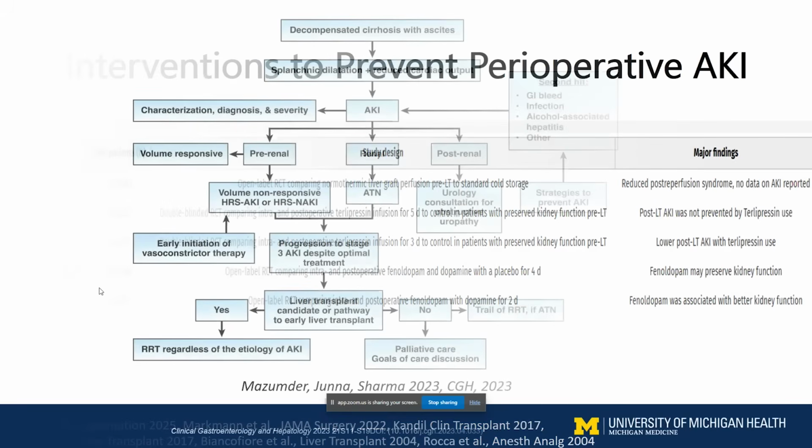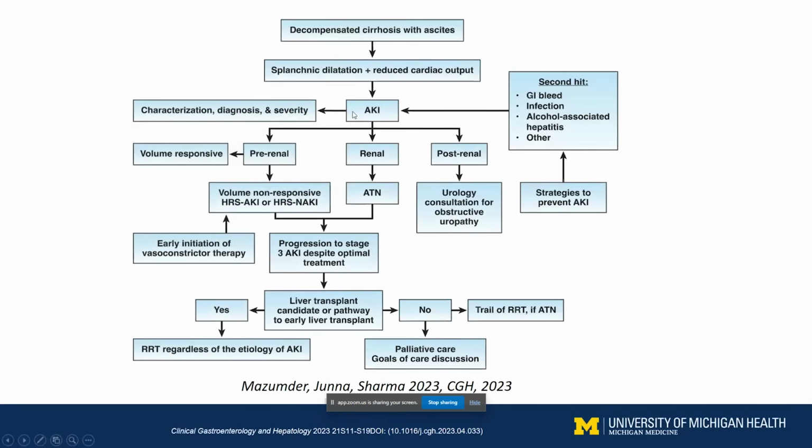So coming back, patients with decompensated cirrhosis and ascites are at a higher risk of AKI. Once they have AKI, the most important thing is to characterize or phenotype the patient. What kind of AKI do they have, and what is the severity of it? Based on that, you can divide them into pre-renal, renal, and post-renal. Post-renal is very rare, but if it is present, then get a urology consultation for obstructive uropathy.